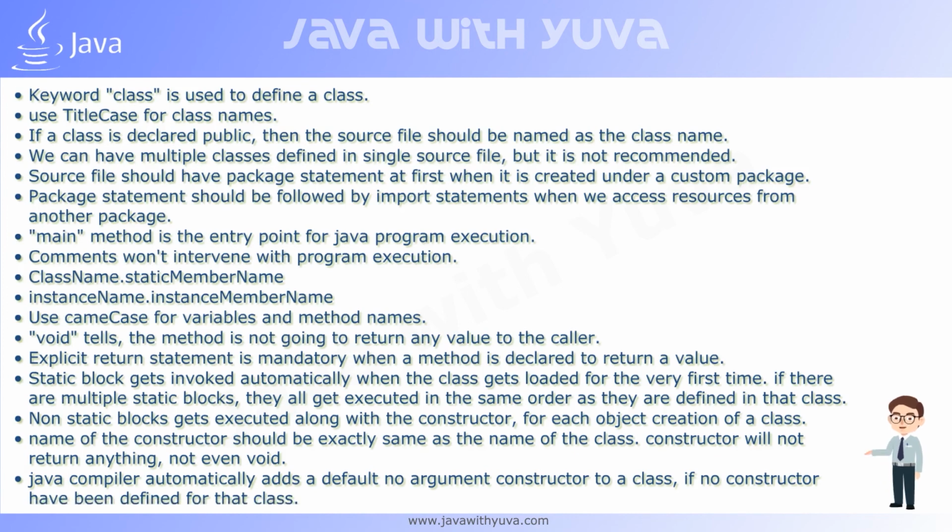A static block gets invoked automatically when the class gets loaded for the very first time. If there are multiple static blocks, they all get executed in the same order as they are defined in that class. Non-static blocks get executed along with the constructor for each object creation of a class. The name of the constructor should be exactly the same as the name of the class. A constructor will not return anything, not even void. The Java compiler automatically adds a default, no argument constructor to a class, if no constructors have been defined for that class. With that, we have come to the end of this session.